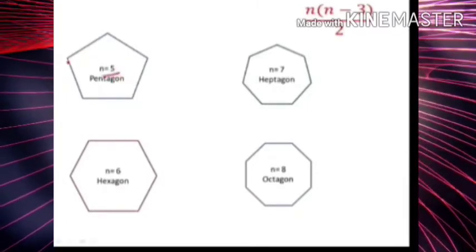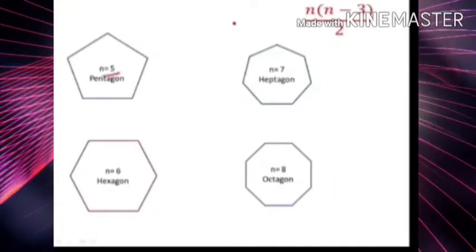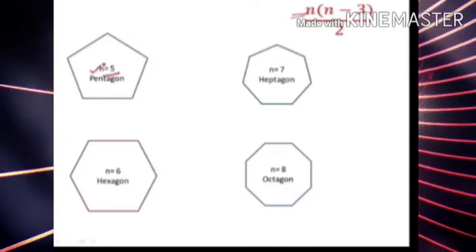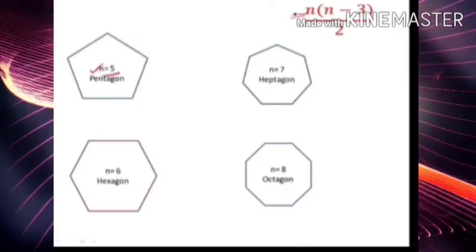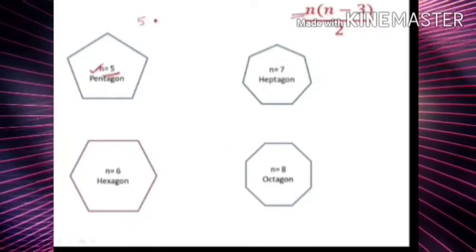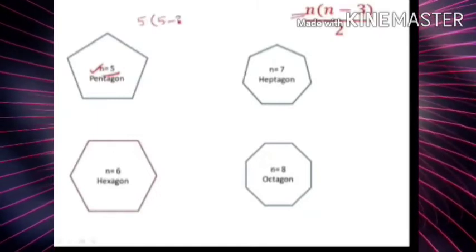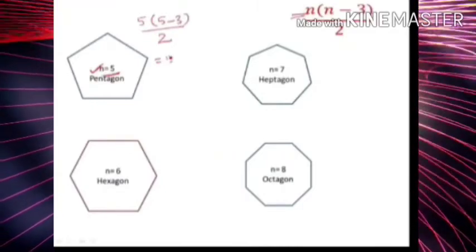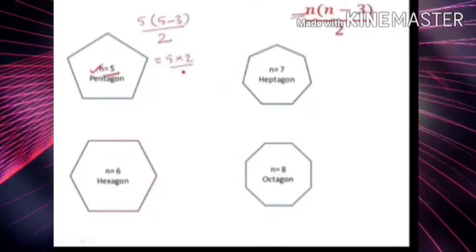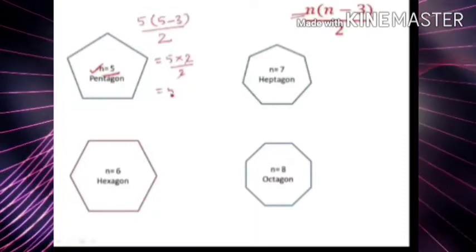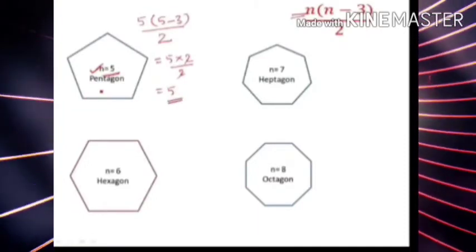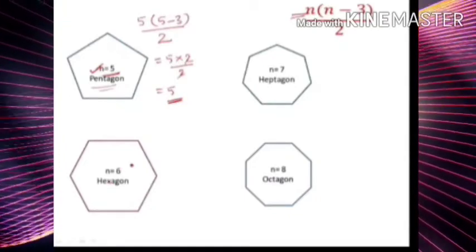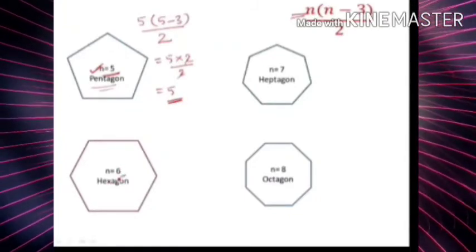In a pentagon, n is equal to 5 as there are 5 sides. Substitute n is equal to 5. You can solve this in your notebooks. 5 into 5 minus 3 upon 2, that is equal to 5 into 2, 10 by 2. Or you can cancel 2 by 2, the answer is 5. So number of diagonals in a pentagon are 5.